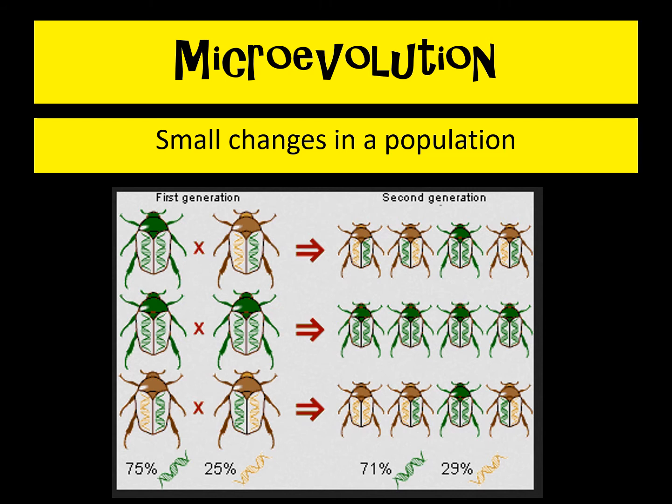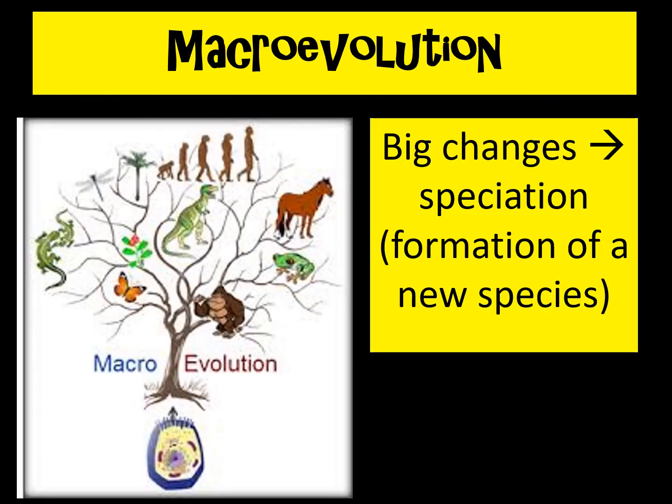Diving deeper into evolution, you're going to see that there are 2 different types of change. There's microevolution and macroevolution. Microevolution is when small changes happen in a population. So maybe the DNA gets mutated and that evolves into a different color, for example, you see here in the beetles. So these are very, very small changes that happen. Compare that to macroevolution. This is where you have big changes that occur in populations. And these big changes can lead to what's called speciation, or the process of creating a new species.